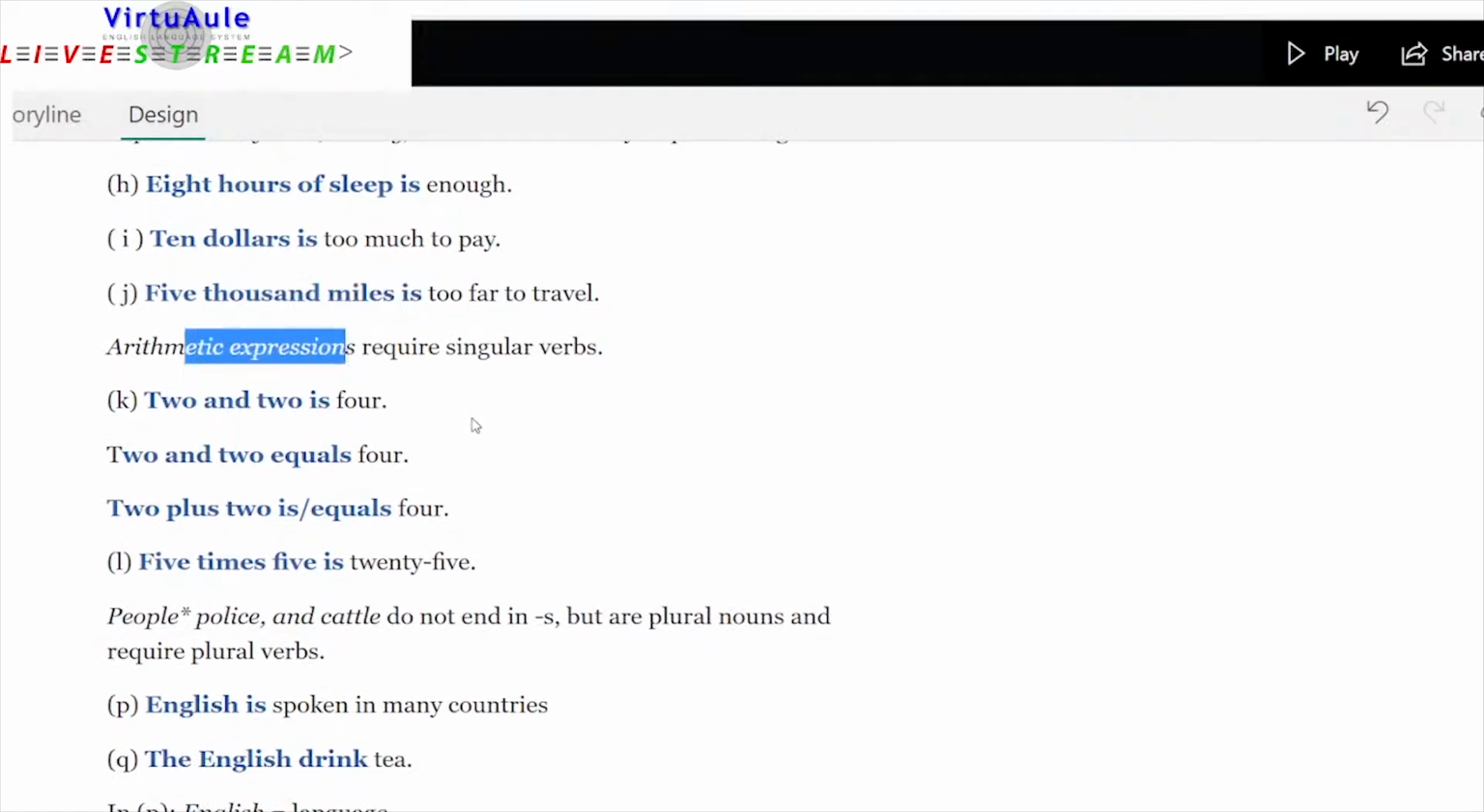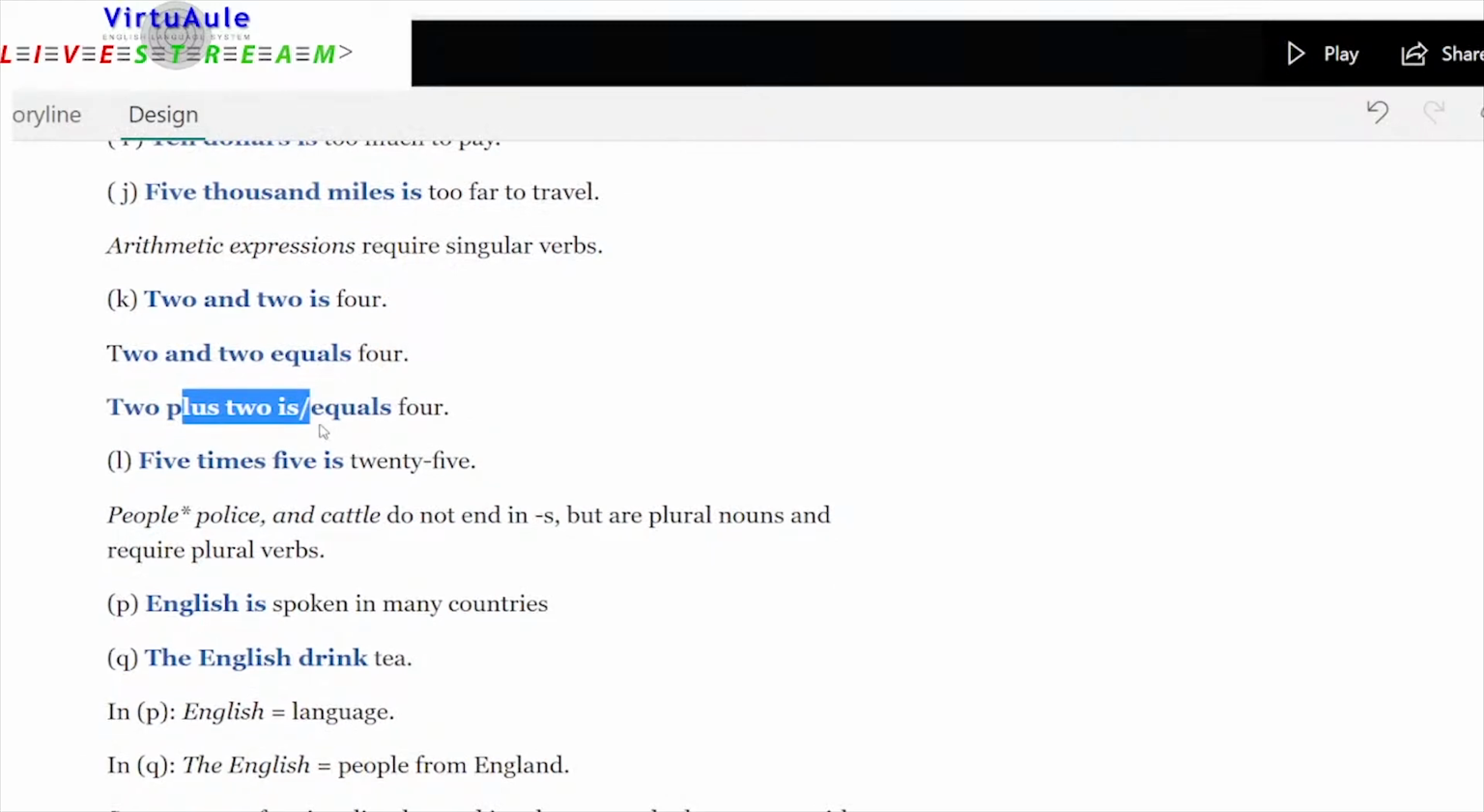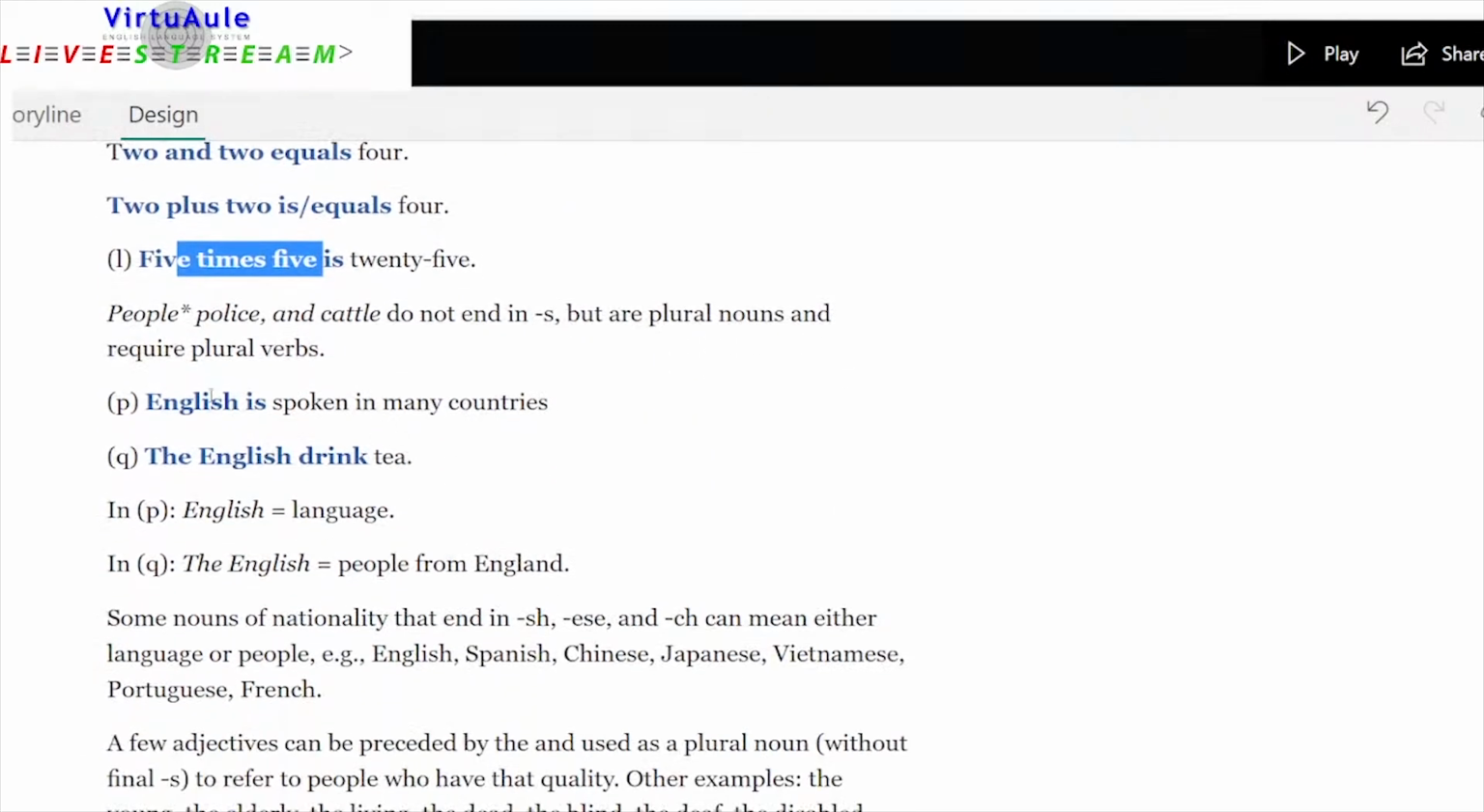Arithmetic expressions require singular verbs. 2 and 2 is 4. 2 and 2 equals 4. 2 plus 2 is or equals 4. 5 times 5 is 25.